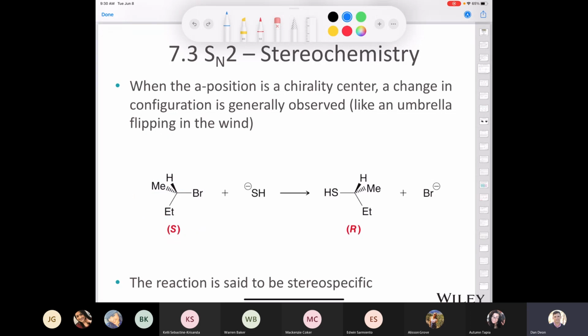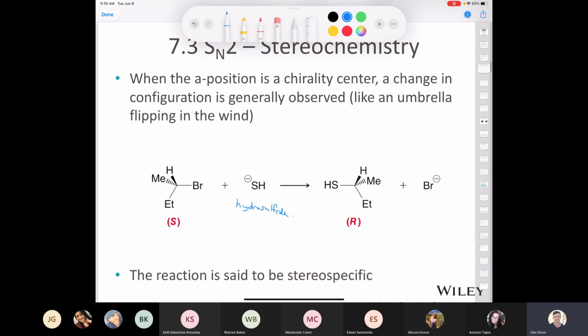Anyhow, what happens is if you were to do the SN2 reaction with this hydrosulfide ion, what you see is you get an inversion of the configuration. It goes from S to R. If you started with R, you'd end up with S.